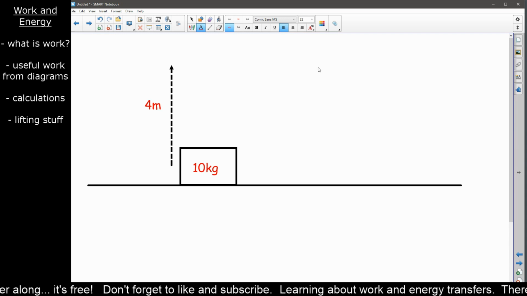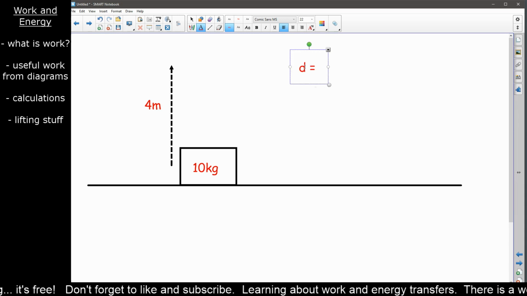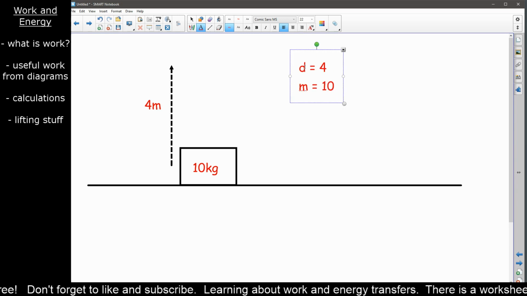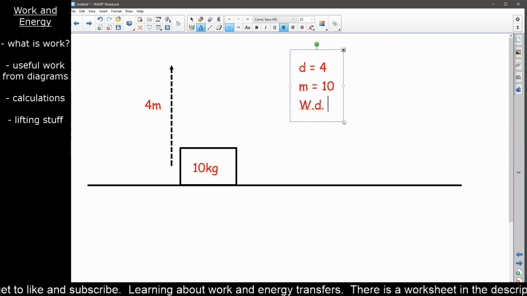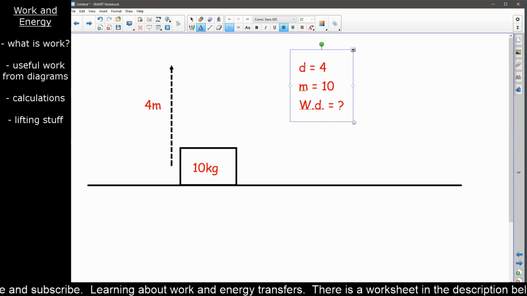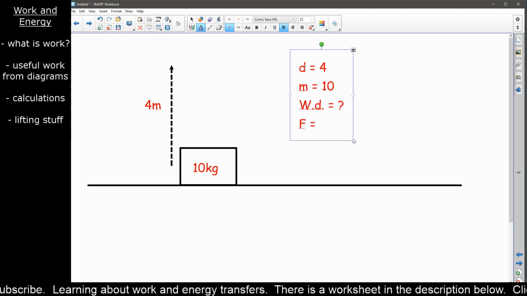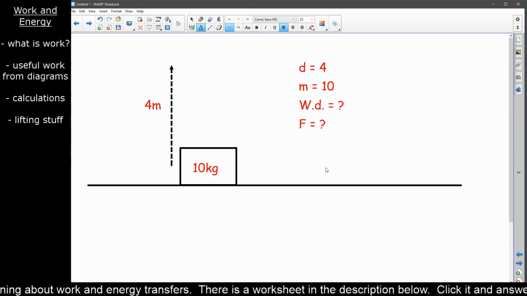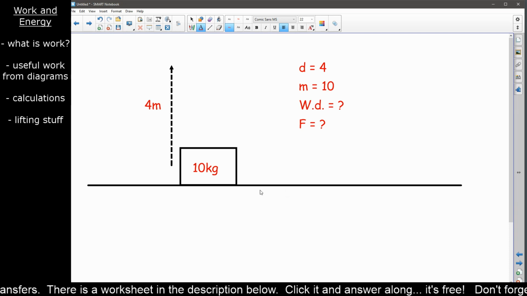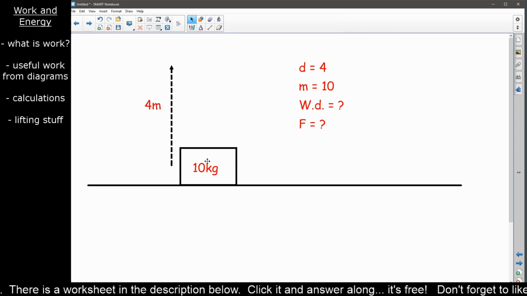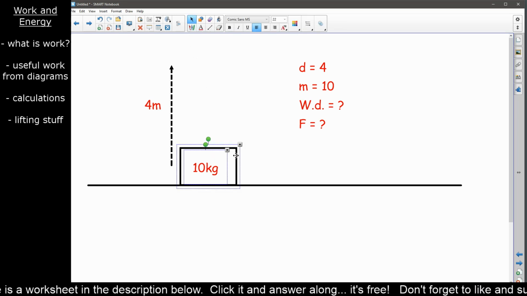The problem here is that we have a distance equal to 4, we have a mass equal to 10, we're being asked what's the work done, and we don't have an equation because we need a force. And we don't know how much we've lifted this with. Like, we could be an absolute beast and be lifting it with thousands of newtons, or we could be a little bit feeble and be lifting it with a lot less. How do we account for the different strengths of people in this question? The answer is, we don't.